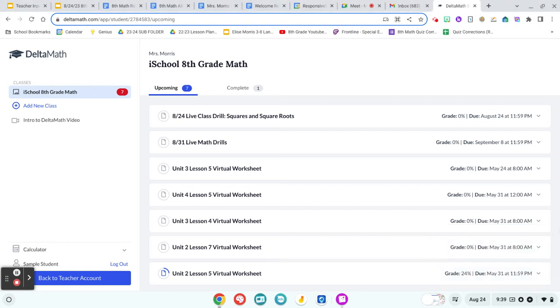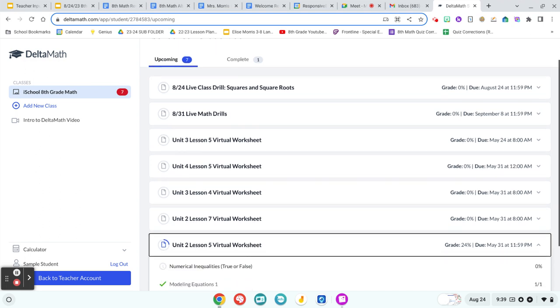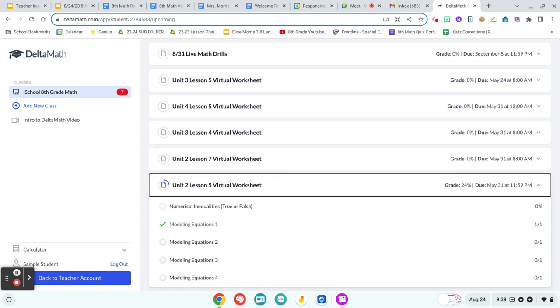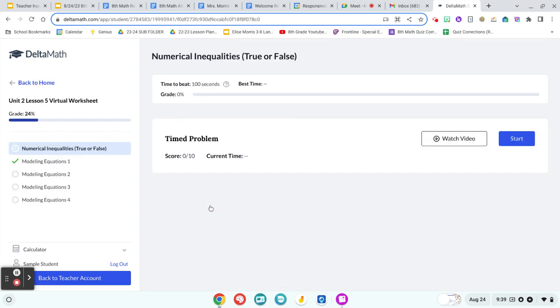Okay, I'm going to show you Unit 2, Lesson 5, virtual worksheet. You need to locate it on Delta Math. I'd already kind of started here. And you're going to just start with the first section. You can see over on the side, I'm 24% finished, and I have these to do.